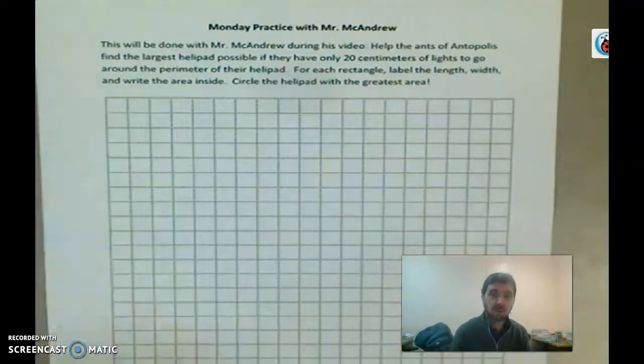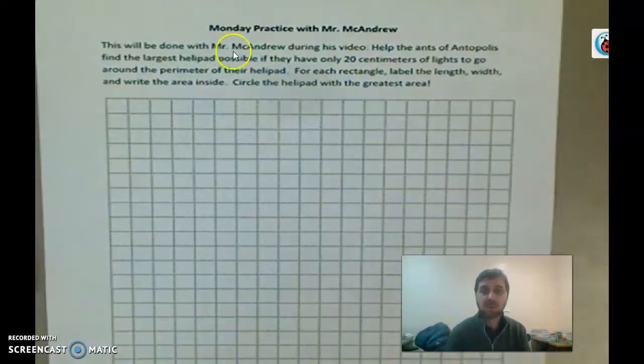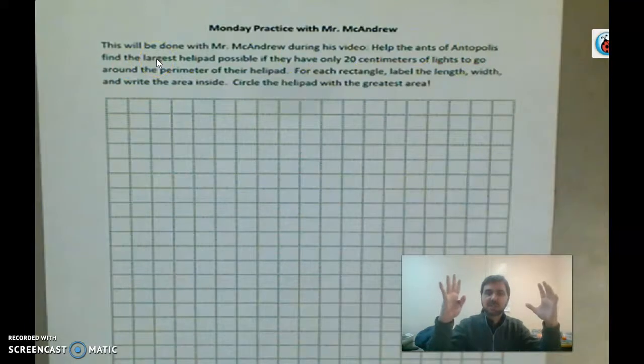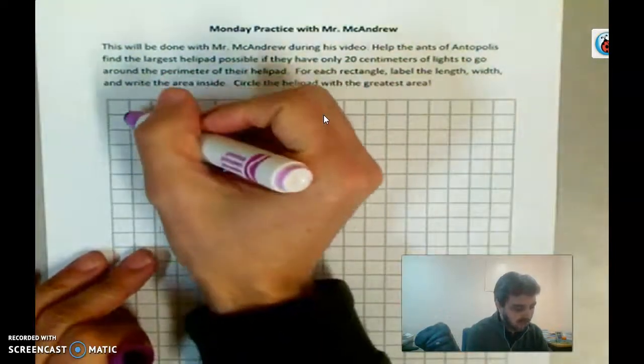All right, I'm going to read it, and then we're going to discuss it. It says, this will be done with Mr. McAndrew, that is moi, during his video. That is right now. Help the ants of Antopolis find the largest helipad possible if they have only 20 centimeters of lights to go around the perimeter of their helipad.